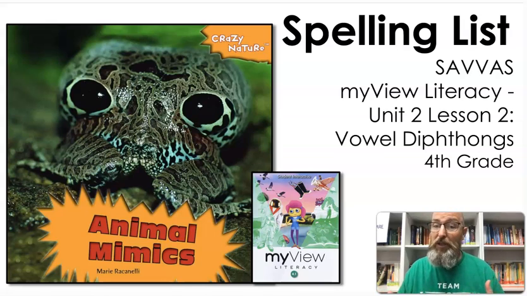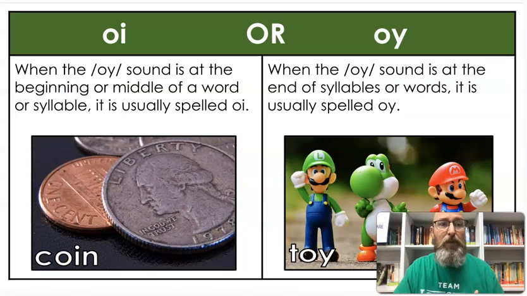Now, before we get started on our spelling words, I do want to go over what vowel diphthongs we're learning about this week and what the rules are for how we spell them and when we spell them different ways, because that can be a little tricky. The first pair of vowel diphthongs we're going to look at are the oi sound, like in coin or toy. The rule is when the oi sound is at the beginning or middle of a word or syllable, it's usually spelled oi. Now, usually, of course, does not mean always. When the oi sound is at the end of syllables or words, it's usually spelled oy, like toy.